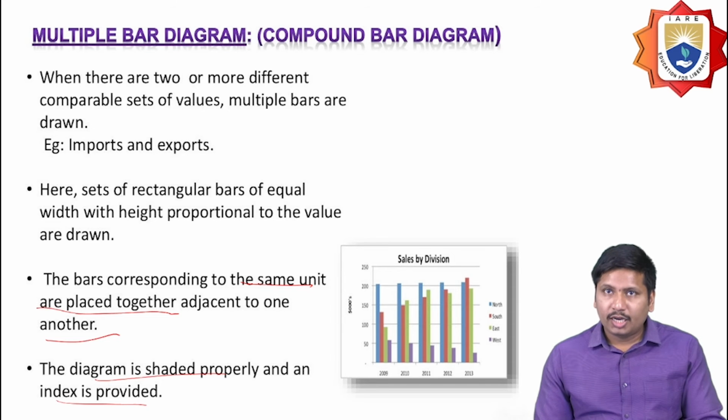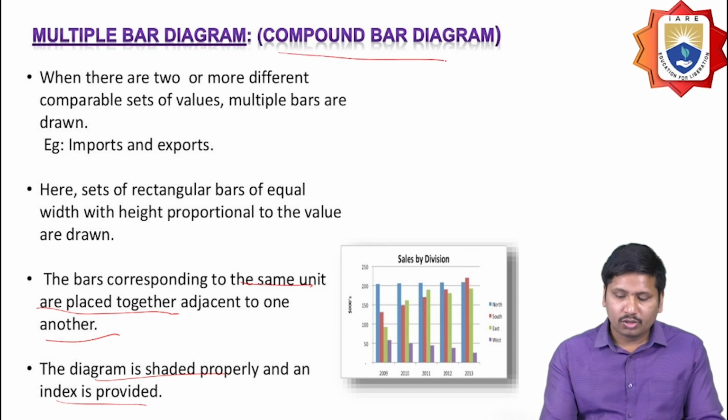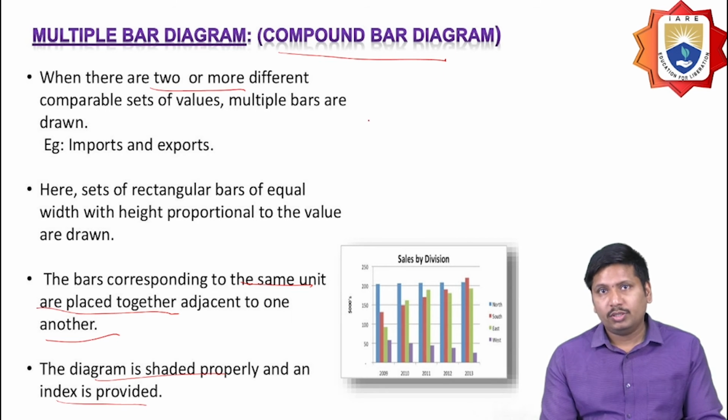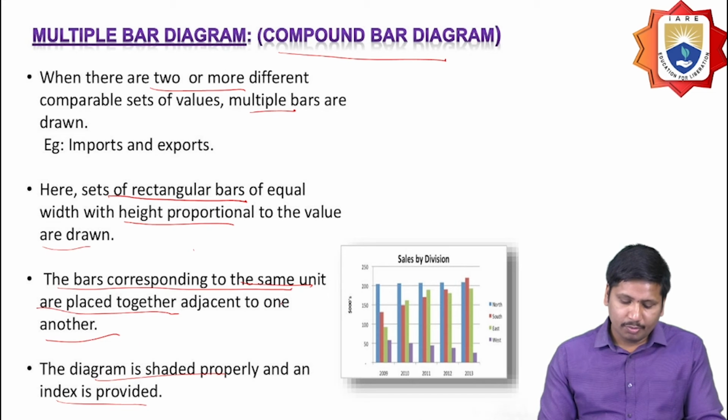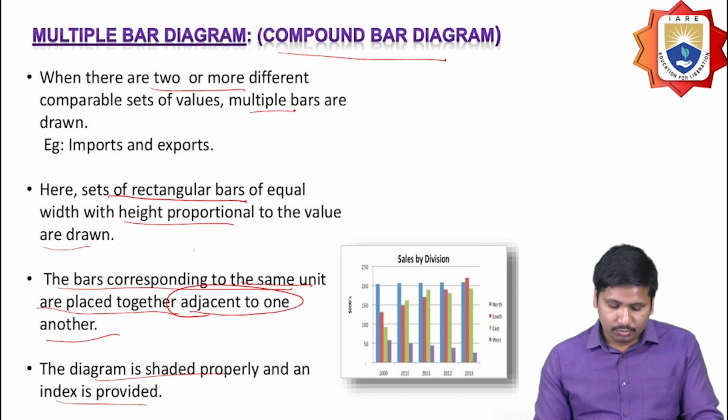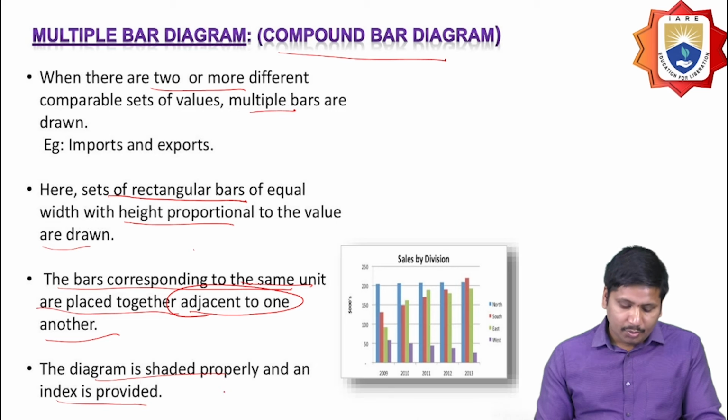The multiple bar diagram is also known as a composite compound bar diagram. Whenever we are going to compare more than two comparable sets of items, at that time I have to make use of the multiple bar. Here, the set of rectangular bars of equal width with height proportional to the value is drawn. The bars corresponding to the same unit are placed together, adjacent to one another. The diagram is shaded properly and indexed.